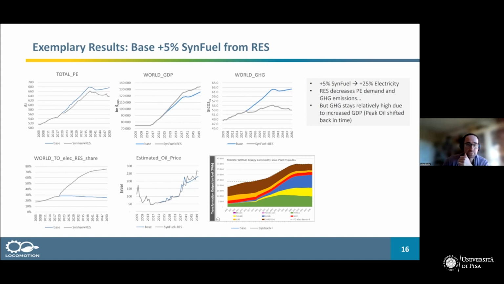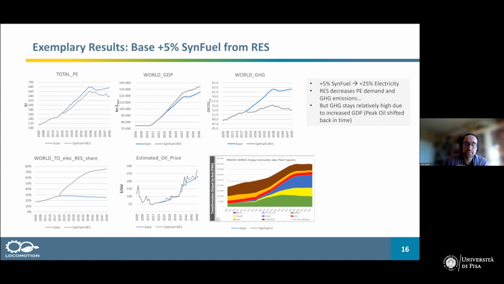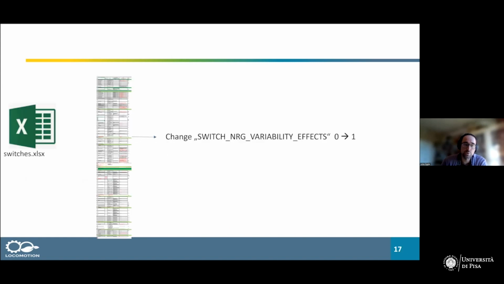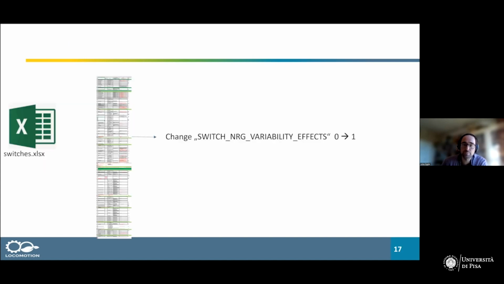So let's change something. In this scenario, we still act like all renewable power sources are non-intermittent and perfectly dispatchable. This is not realistic. So what we do is we switch in this variability effect that I was explaining before. There's a simple switch that you set from 0 to 1, and you run the simulation again.